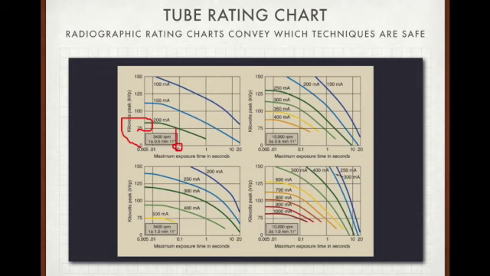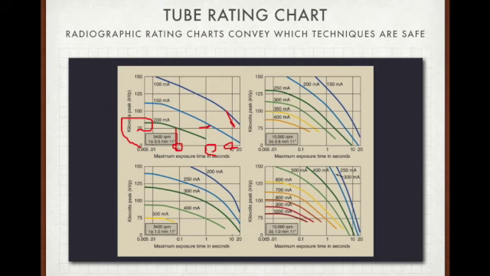Or we could go to 1 second if we were using the 150 mA station, because we would be safe there. And if we went all the way to 10 seconds, we would have to be using the 100 mA station, because the line's up there. These seem pretty straightforward to me, and so I wasn't having a lot of trouble with the tube rating chart. Sometimes they're called radiographic rating charts.